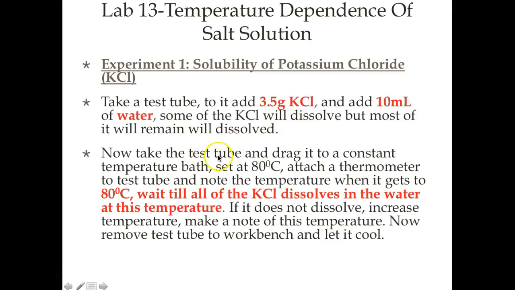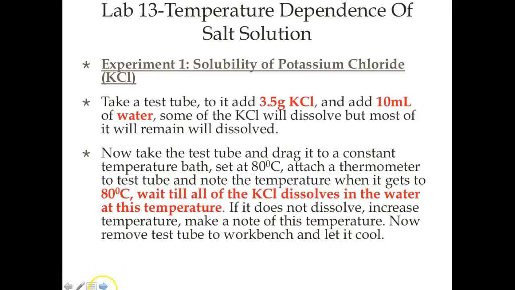So what you're going to do is take this test tube to the constant temperature bath, which is going to be set at 80 degrees centigrade, attach a thermometer to the test tube and see that the temperature gets up to 80 degrees. Wait till all that KCl dissolves into the water at this 80 degrees centigrade. If it doesn't dissolve, then you can go up a little bit higher, but make a note of this higher temperature in case it's not 80 degrees centigrade. Now what you're going to do is remove this same test tube to the workbench and let it cool.